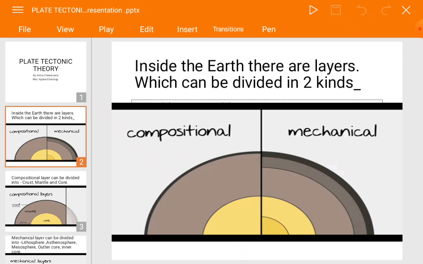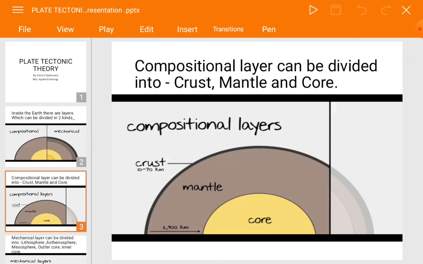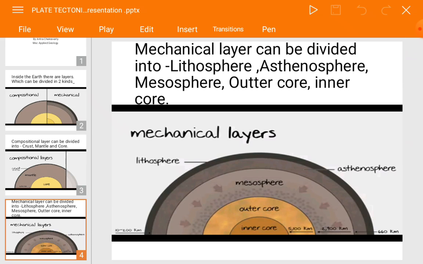So, inside the Earth there are layers which can be divided into two kinds: compositional layers and mechanical layers. Compositional layers can be divided into crust, mantle and core, as you can see in this picture. And mechanical layers can be divided into lithosphere, asthenosphere, mesosphere, outer core, inner core.